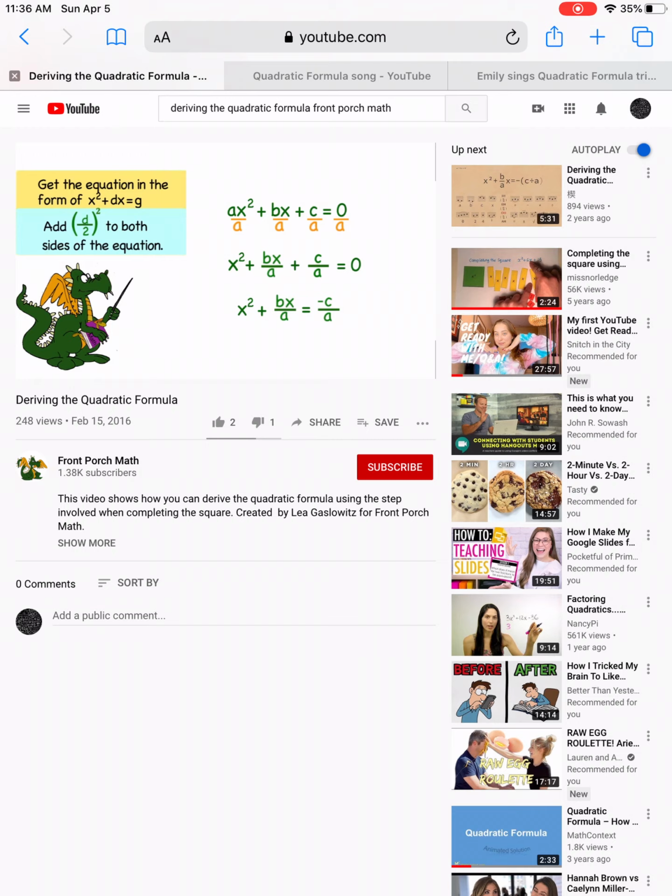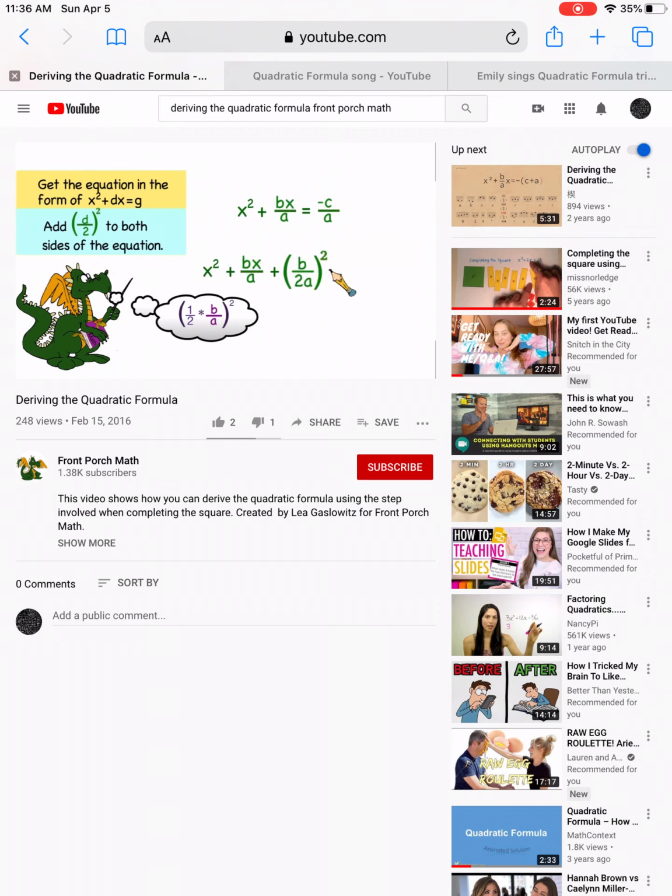Now I need to figure out what number I need to add to both sides to complete the square. We're going to take 1/2 of the term in front of x, and we're going to square that. And that would leave us with (b over 2a) squared. And I'll add that to both sides of the equation.